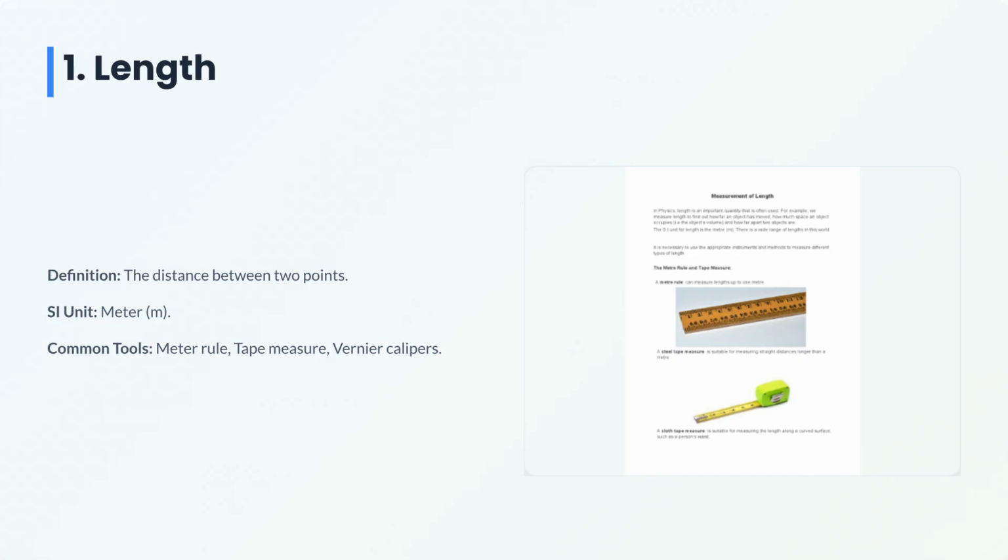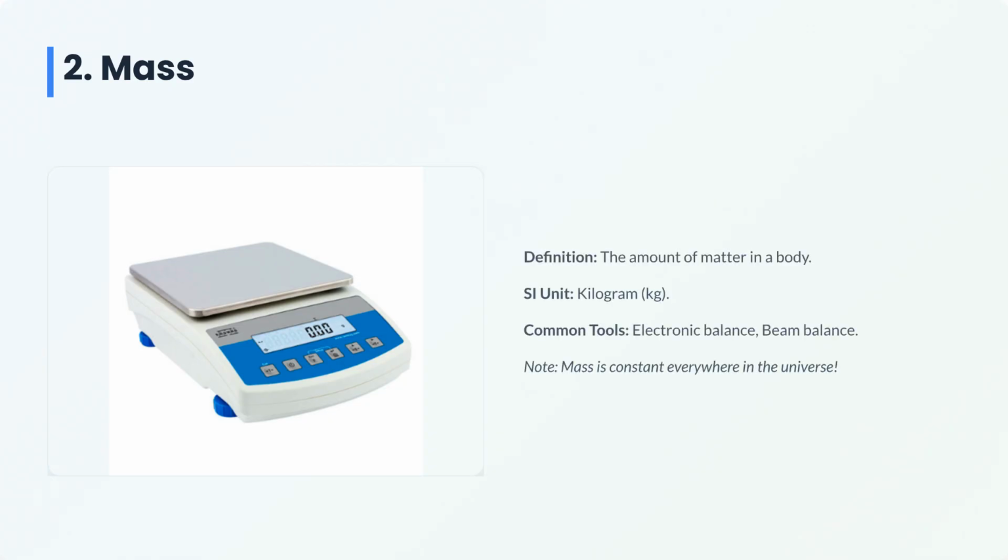The first is length, defined as the distance between 2 points. Its SI unit is the meter, and common measuring tools include meter rules, tape measures, and vernier calipers. Next is mass, the amount of matter in a body. The SI unit is the kilogram. Common tools are electronic or beam balances. Notably, mass remains constant throughout the universe.